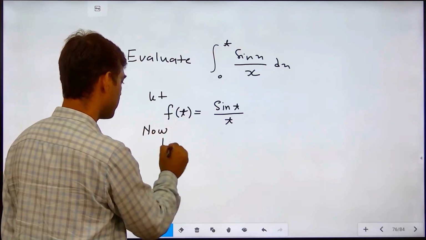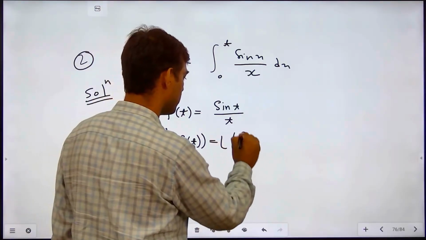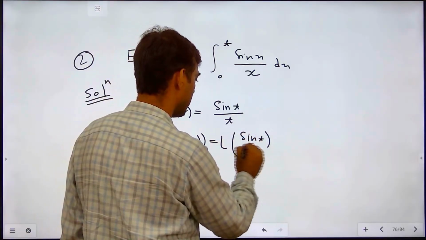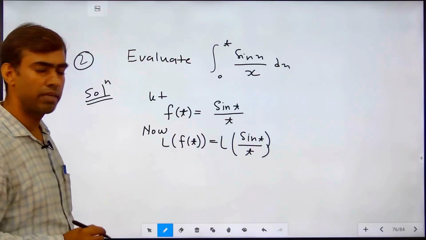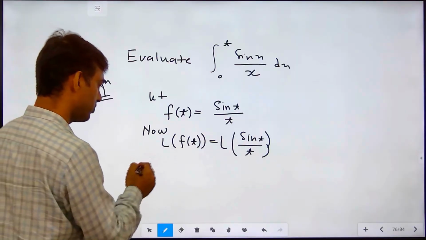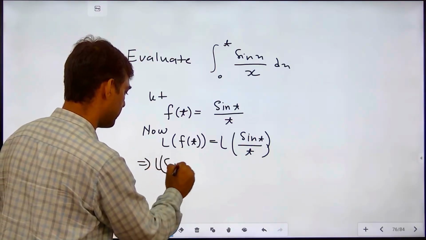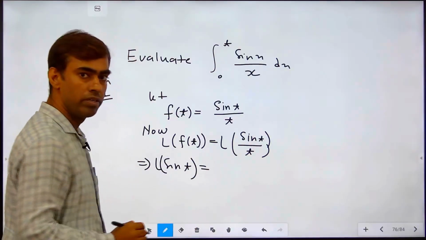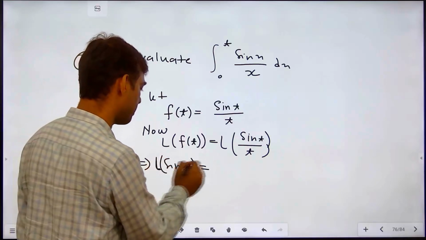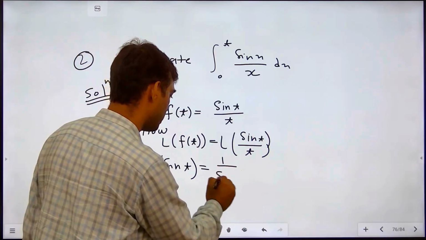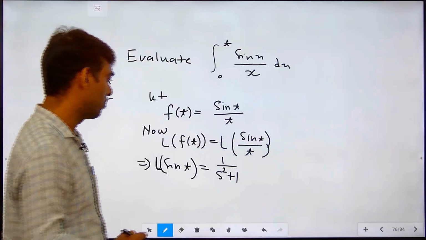Now, the Laplace transform of f(t) equals the Laplace transform of sin t upon t. So, how do we find the Laplace transform for sin t upon t? We know that the Laplace transform of sin t, using the formula of an elementary function, becomes 1 upon s square plus 1.